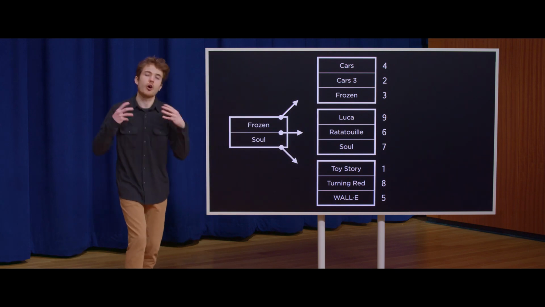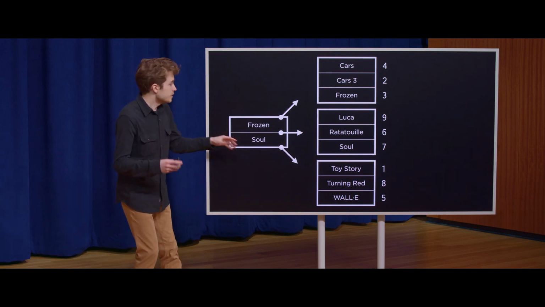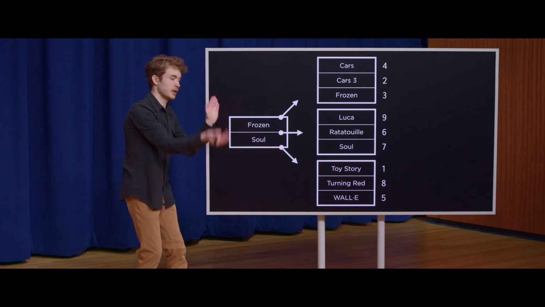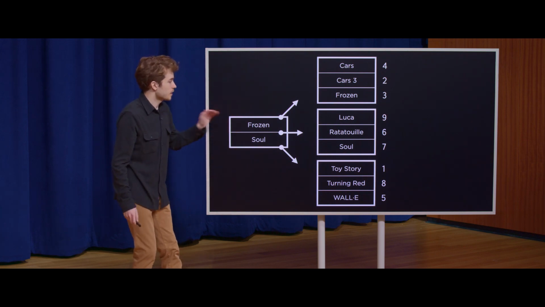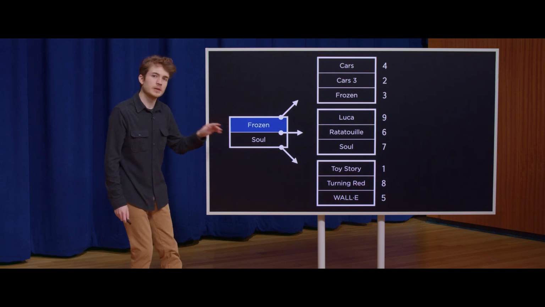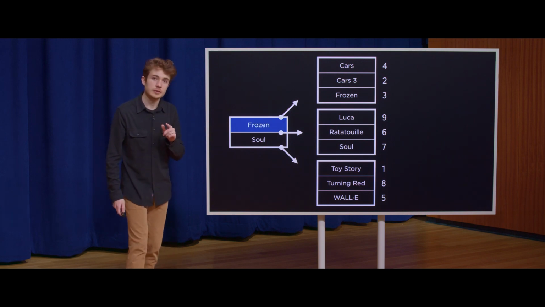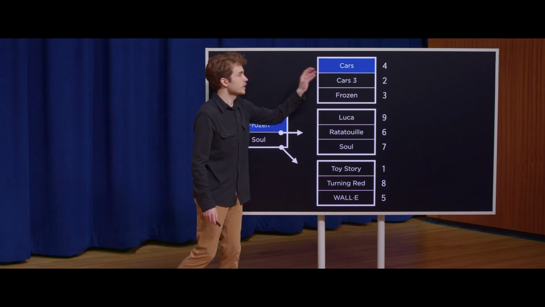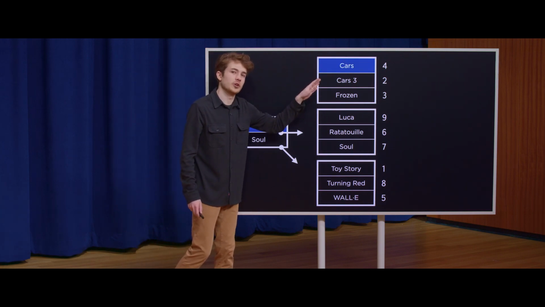Let's say I want to find Cars now. Well, I'd start in this root node, the base of this tree we're building here that I've turned on its side. Let's say Frozen, I'll go here, and does Cars come before Frozen? Well, it does, so I'll look in this node now. I'll come up here, and I'll find Cars in that node.